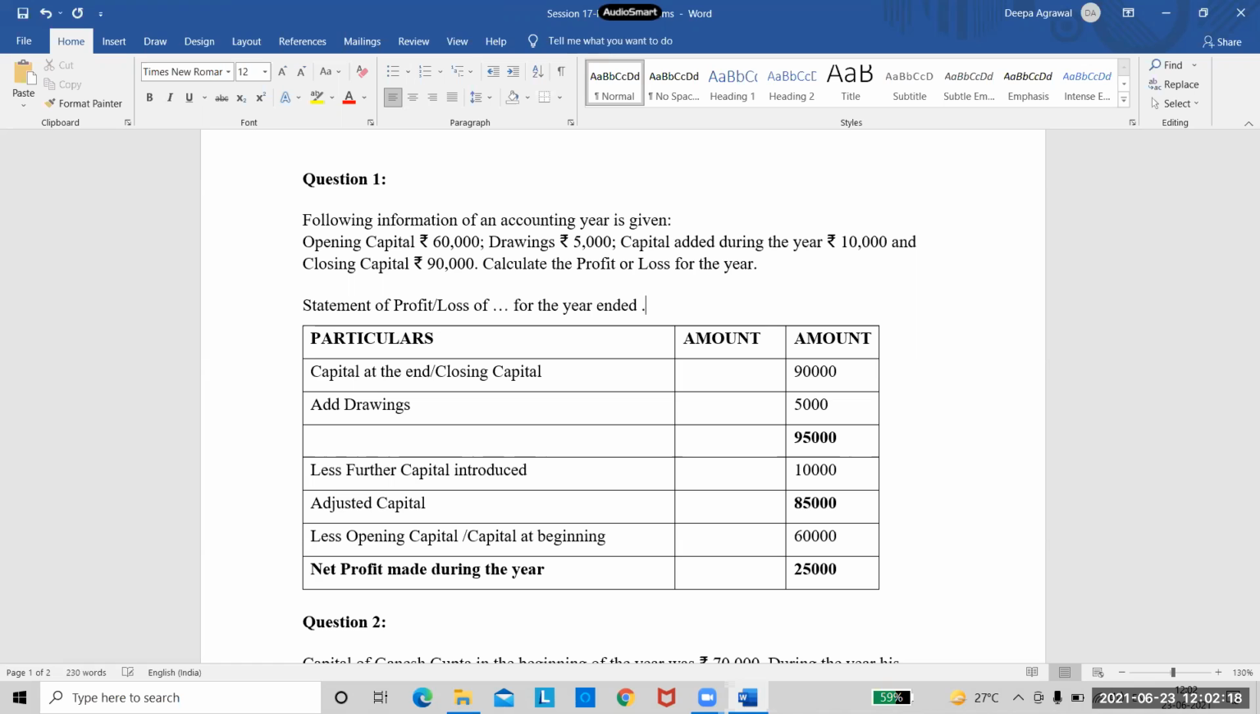ended, that is also not given. So just leave it like that. But this is our heading, statement of profit or loss. We can write it for the person. If the name is given, we can write it; the name is not given, so we'll just leave it like that. Right? So we will move forward to the next problem.